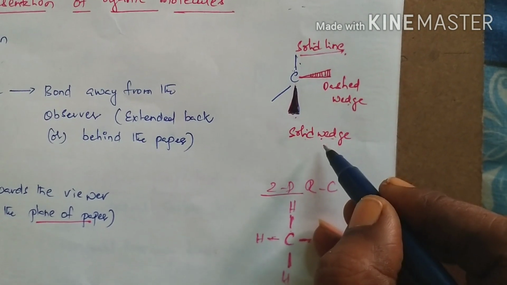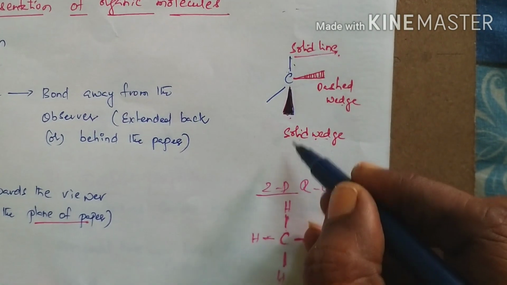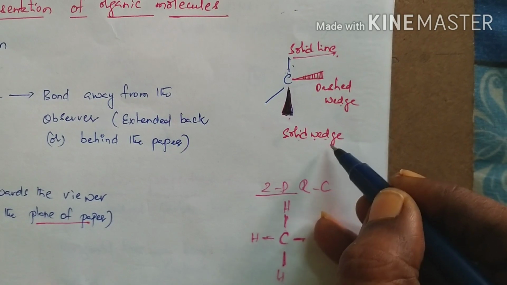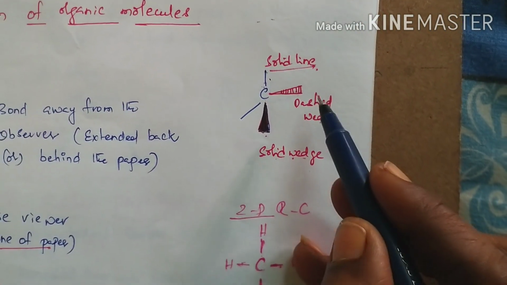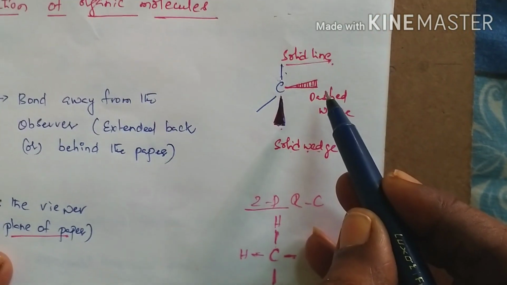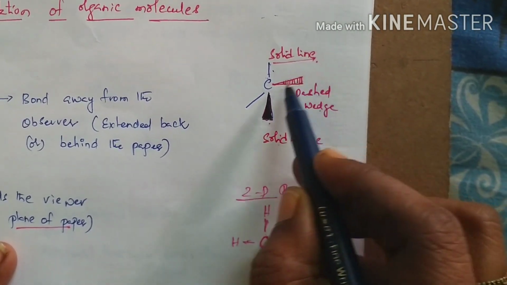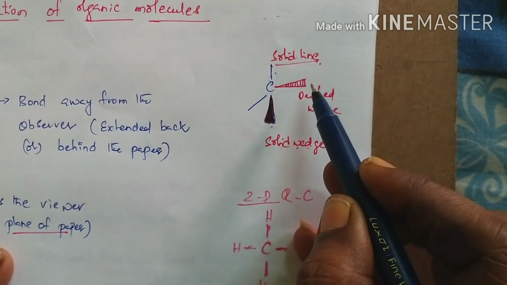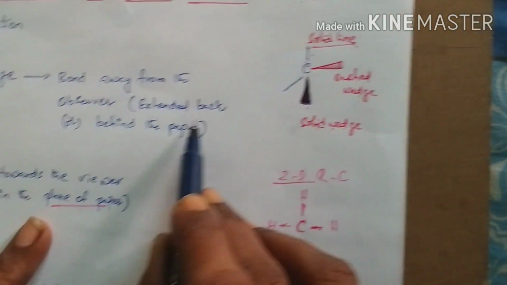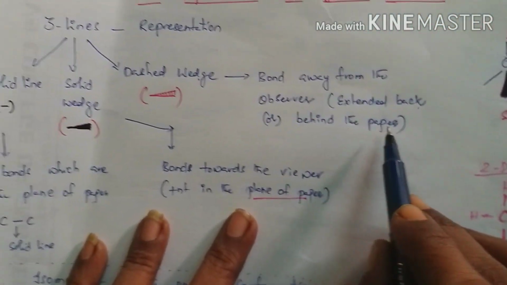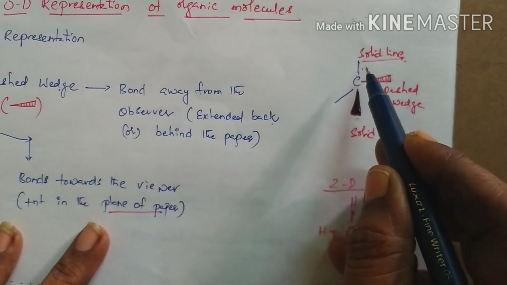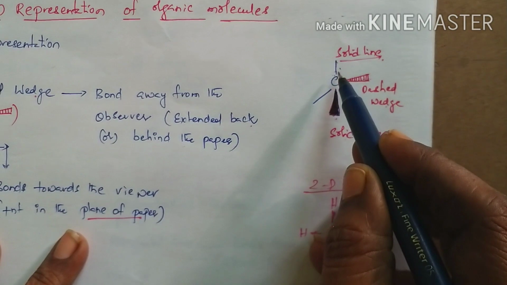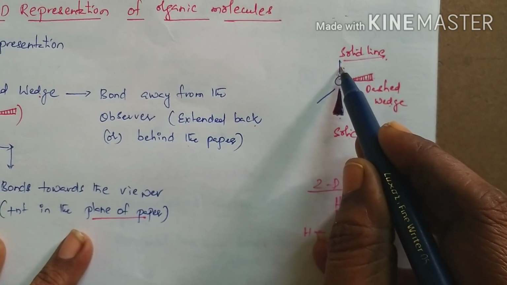Now coming to the second one, the solid wedge. The solid wedge represents the bond towards the observer. It is also represented in the plane of the paper. Now the third one is the dashed wedge. This bond is away from the observer, that is, it is extended back or behind the paper. Students, look at this example: the 3 bonds are aligned in a T shape.